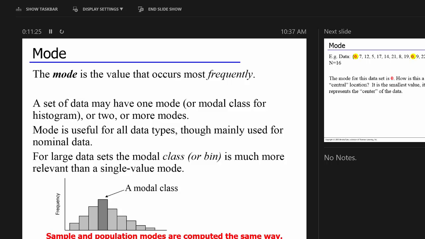Okay, mode is the most frequently occurring observation, okay? And if you have a nice distribution like this one right here on the chart, it's almost symmetrical, right? It's slightly skewed toward direction, by the way.